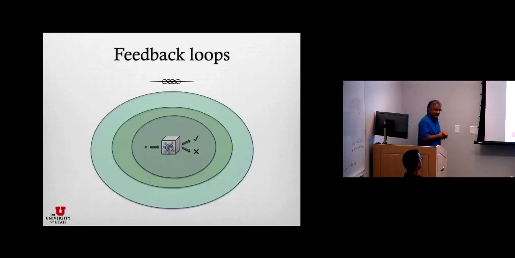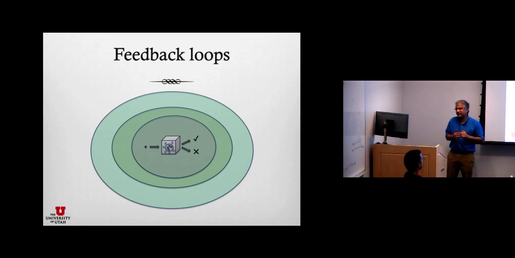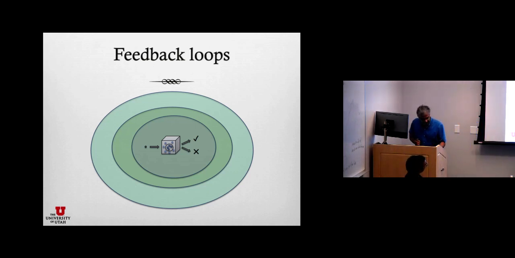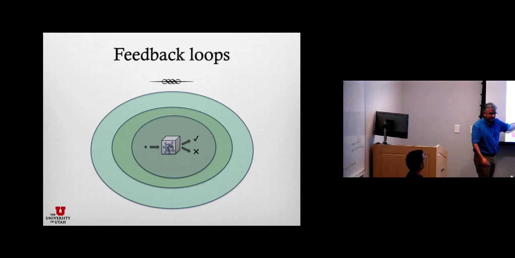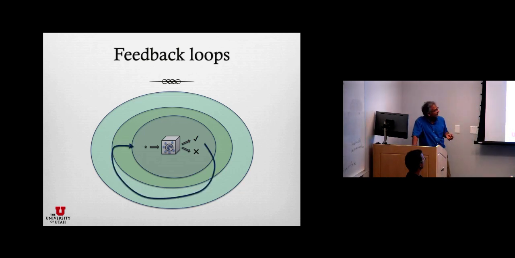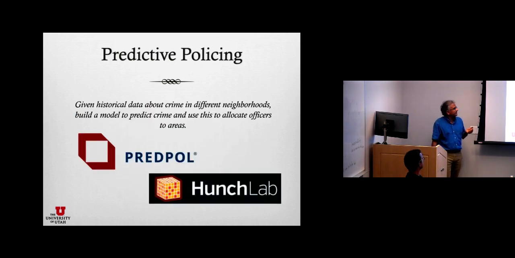Another example of an expanded context, again relating to data, is this problem of feedback loops. So what is the problem of feedback loops? It's the problem that when you make decisions about individuals, again, data are people, those decisions and those people might go back and feed back into your model again. And I think there's no better example of this than the realm of what is called predictive policing. So what's predictive policing? This is one version of it. Given historical data about crime in different neighborhoods, you want to build a model to predict crime and use this to effectively allocate officers to areas.